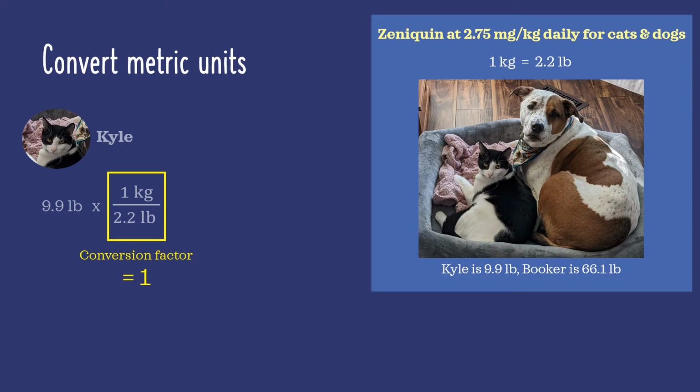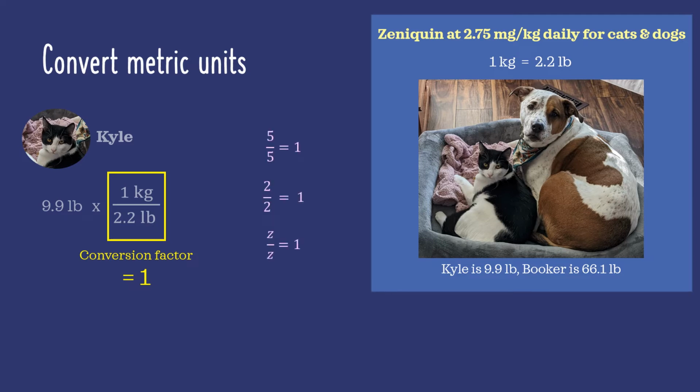A conversion factor is helpful because we will design it to equal the number 1, such that when you multiply by it, the value of Kyle's weight does not change. We design the conversion factor to equal 1 by making sure that the amount described on the top of the fraction is the same as the amount on the bottom of the fraction. 1 kilogram and 2.2 pounds is the same weight. It's just described with different units.